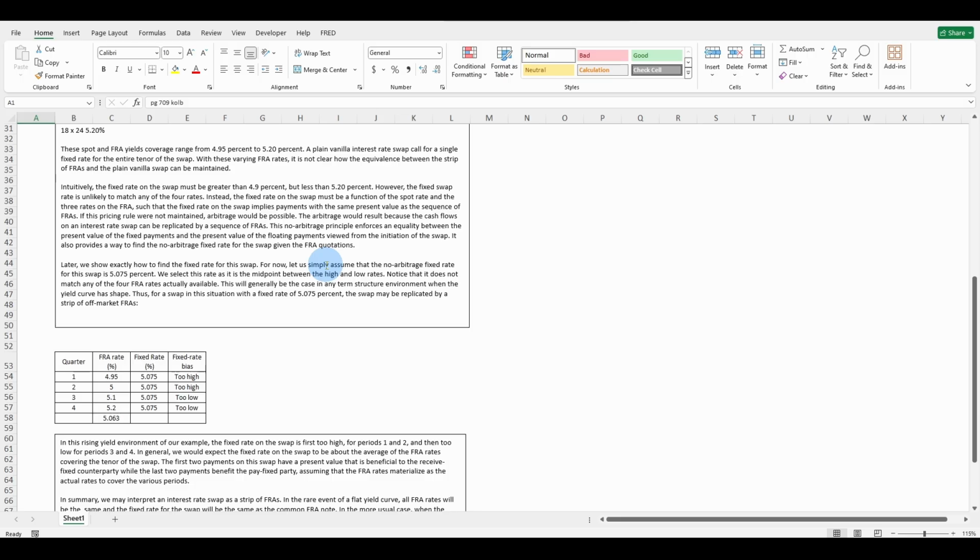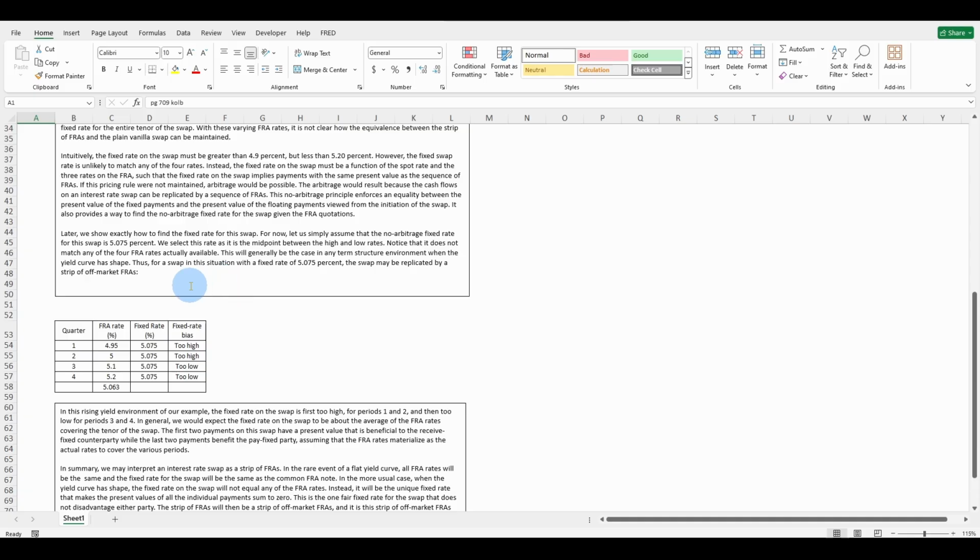For now, let us simply assume that the no arbitrage fixed rate for this swap is 5.075%. Go back to the third session and you'll see that number. We select this rate as it is the midpoint between the high and low rates. Notice that it does not match any of the four FRA rates actually available. This will generally be the case in any term structure environment when the yield curve has shape.